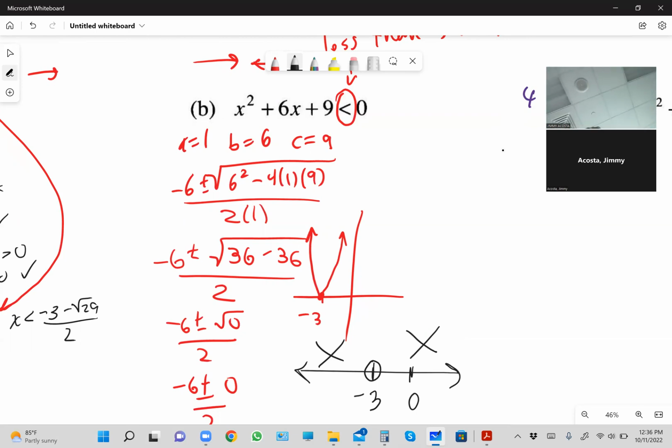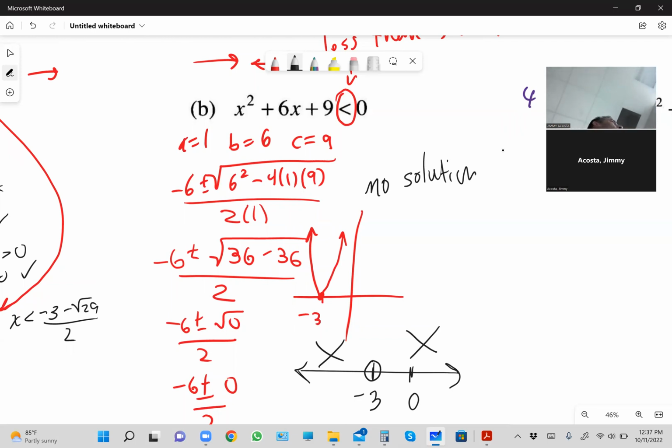So do you see how less than didn't work in this case? There was nothing. That's why you need to go full. Does that make sense? Very important. No solution. And the reason there's no solution is because nothing works. Even -3 doesn't work, because with -3, it's 0.